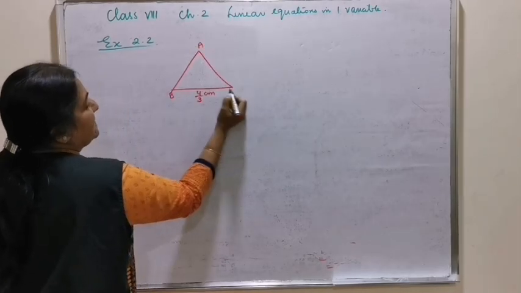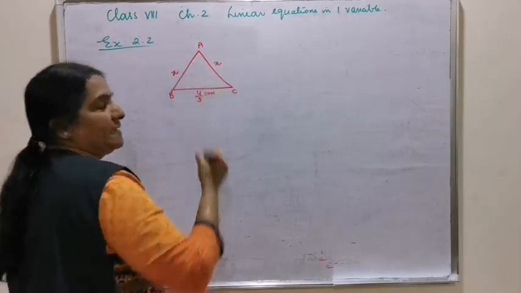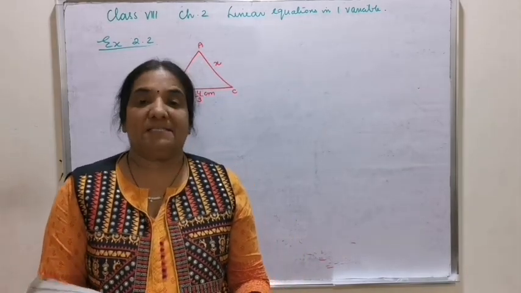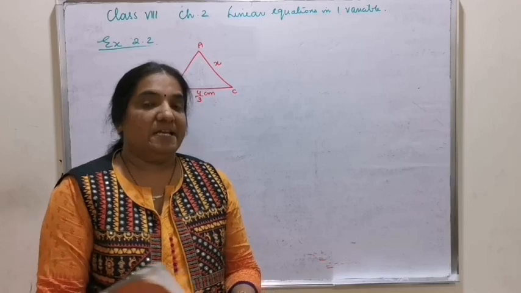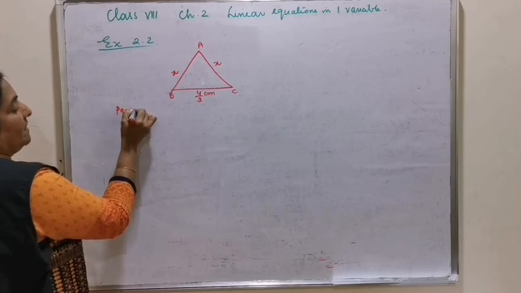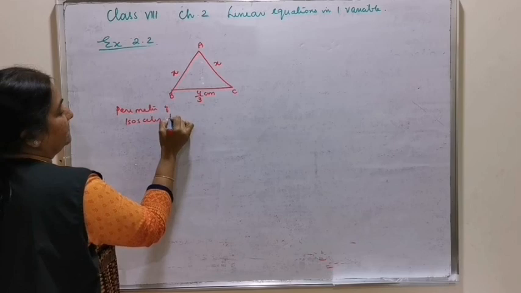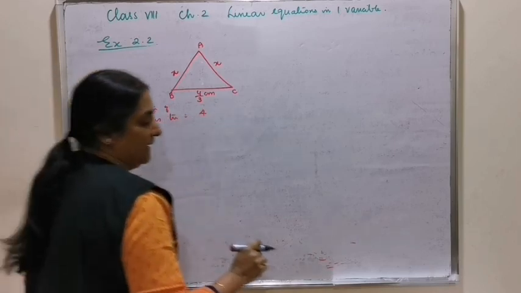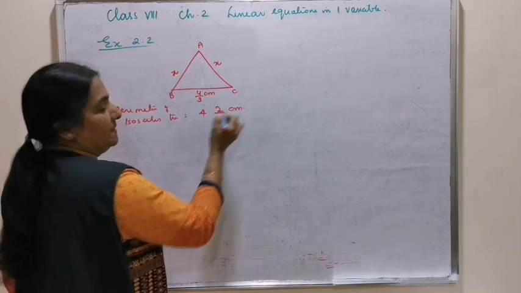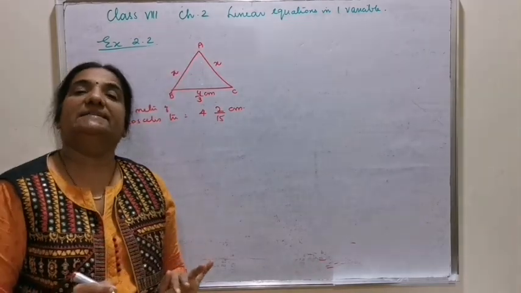So, if the triangle is ABC, the base is given as 4 by 3, which shows that the other two sides are of equal length. The perimeter of the triangle is 4 and 2 by 15 centimeter. The perimeter of an isosceles triangle is 4 and 2 by 15 centimeter. Perimeter means the sum of all the sides.